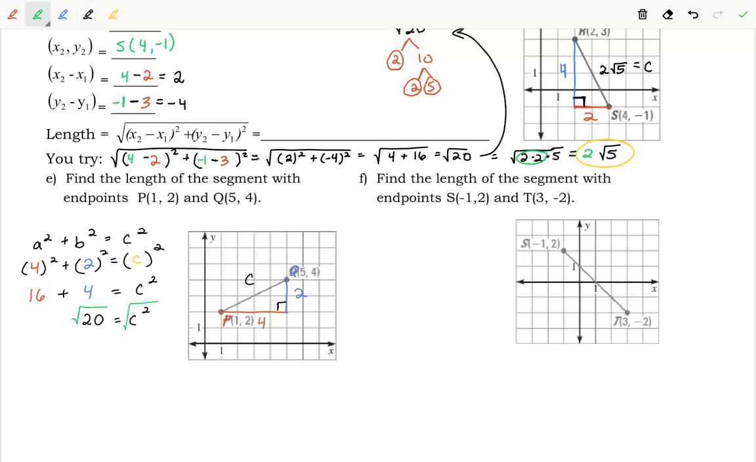Then we have to square root both sides of our equation. We get c is equal to the square root of 20. We have to simplify our square root, so the square root of 20. 2 is a prime number, 10 is not, so we can split that up into 2 times 5. So we have a pair of 2's, so a 2 comes out. We end up with 2 times the square root of 5, which actually ended up being very similar to the problem we just did.